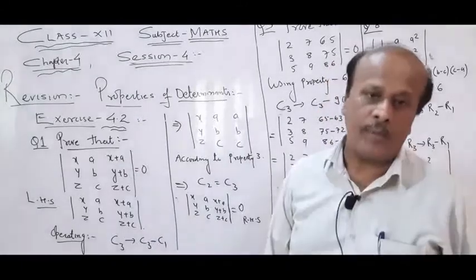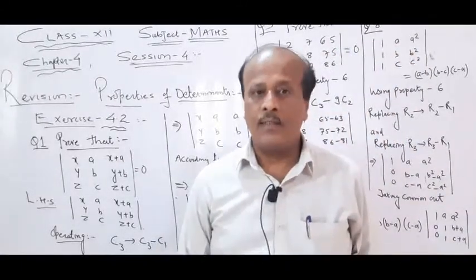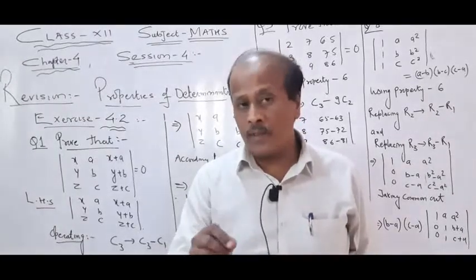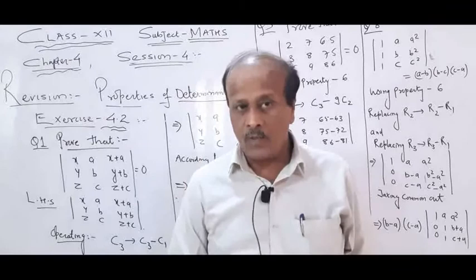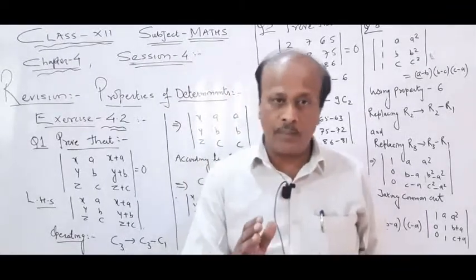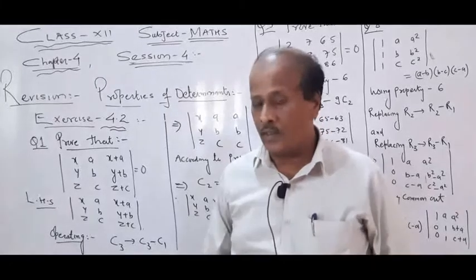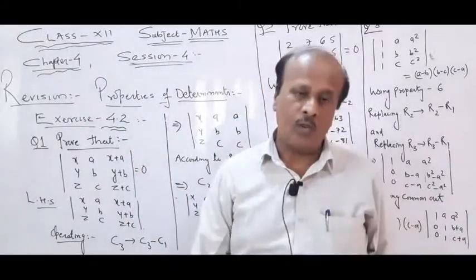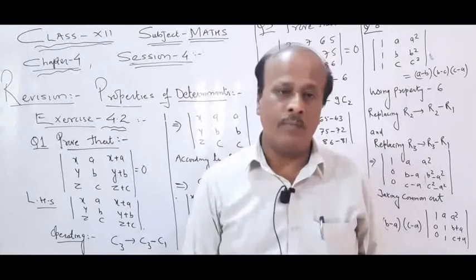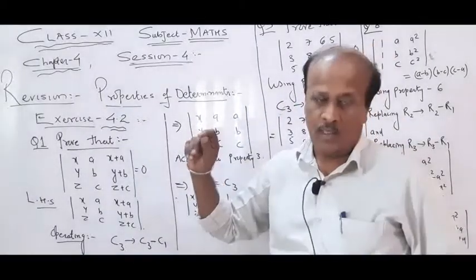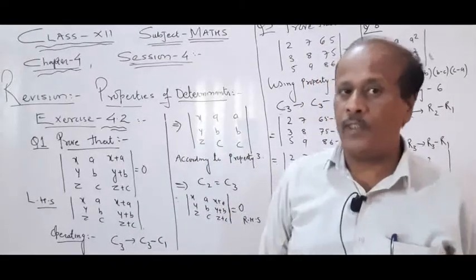What is the fourth property? The fourth property is like this: if you multiply the elements of any row or column with a non-zero constant k, automatically the value of the determinant will be multiplied by that constant k. That is the fourth property. The last 2 properties are very important.